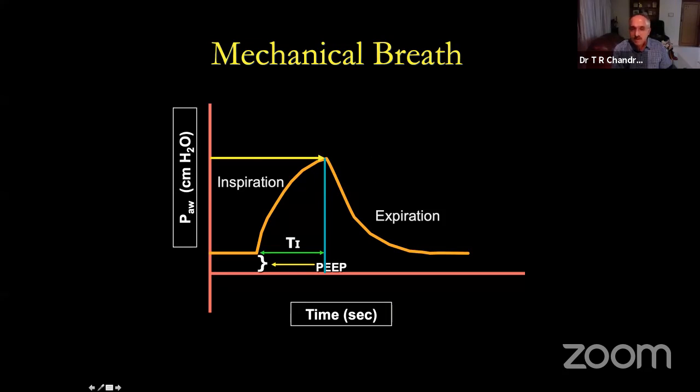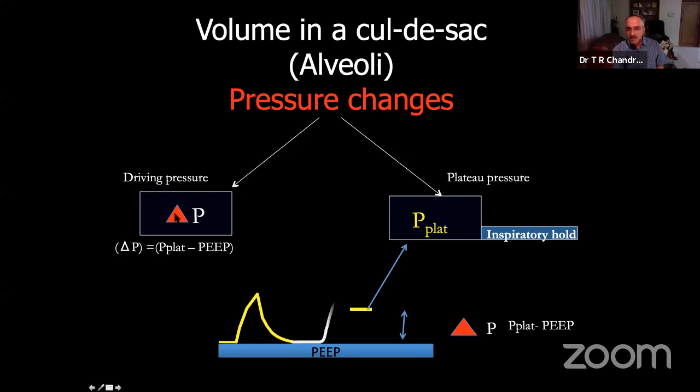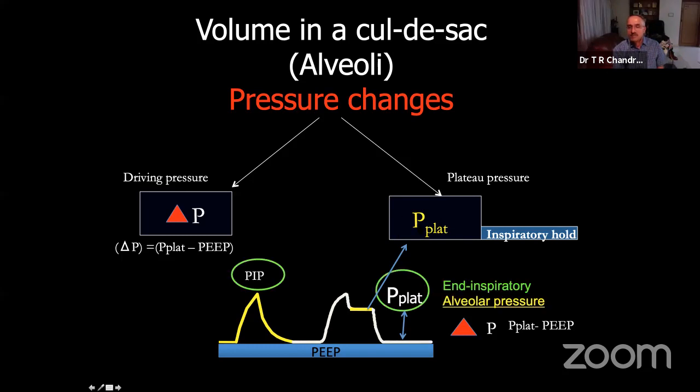So everything we talk about now is pressure, because it is pressure versus time. So this is PEEP, this is the TI and TE, this is the peak inspiratory pressure. These are the two pressures we are very interested in. So let us learn how to get this plateau pressure.